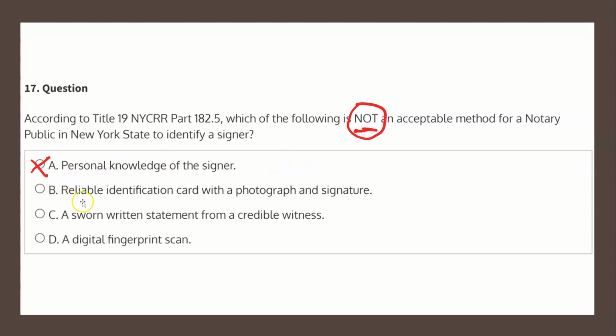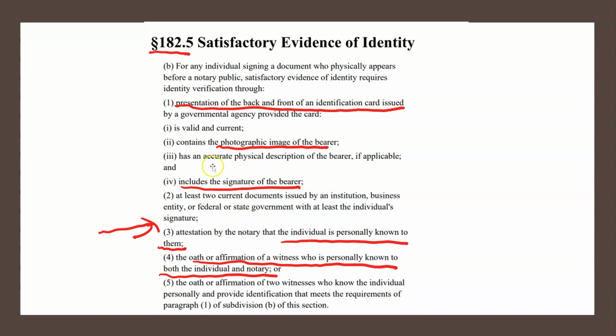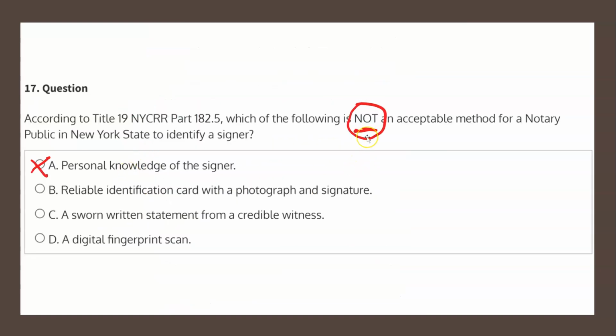Choice B states reliable identification card with a photograph and a signature. And indeed, as we read before, if you have identification with a photograph and a signature, that does work as satisfactory evidence. And again, because we're looking for what is not satisfactory evidence, choice B is not our solution.